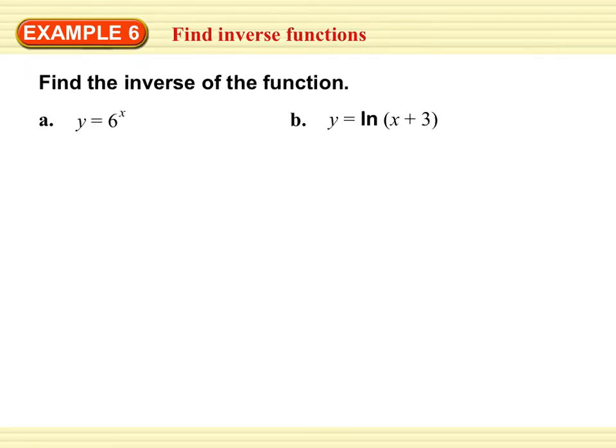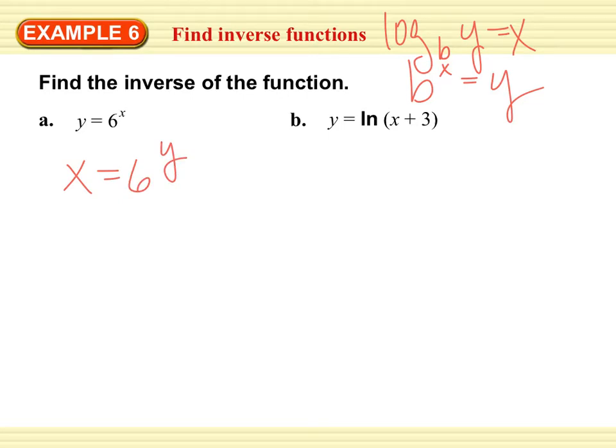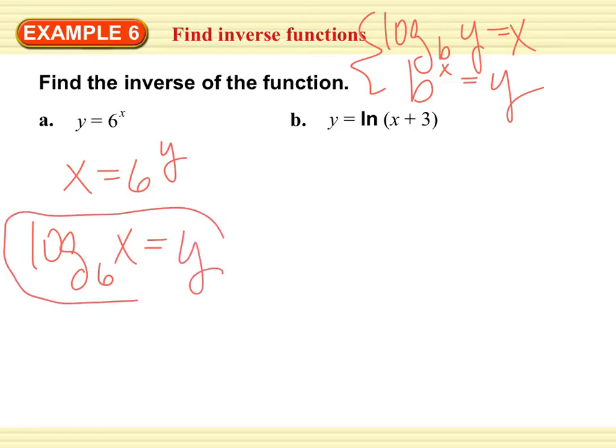All right, find the inverse of the function. I'm going to remind you, early on in this lesson we learned a few things. Log base b of y equals x goes back to b to the x equals y. So to find the inverse, let's switch this. X equals 6 to the y, and then I'm using these. So I can say log base 6 of x equals y. So first we switch our variables, then we go back into logarithmic form from exponential form, right?